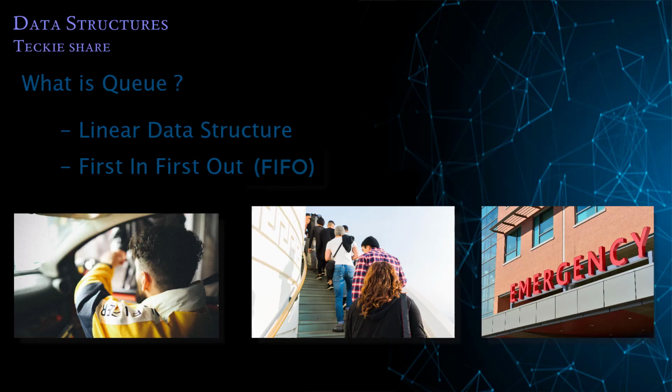Queue is a linear data structure. It follows the first in, first out process. In real life, we can see many examples. Suppose you are at a toll gate, the first car will cross first. Similarly, if you are forming a queue or waiting in a hospital, the person who comes first, the doctor will check that person first.